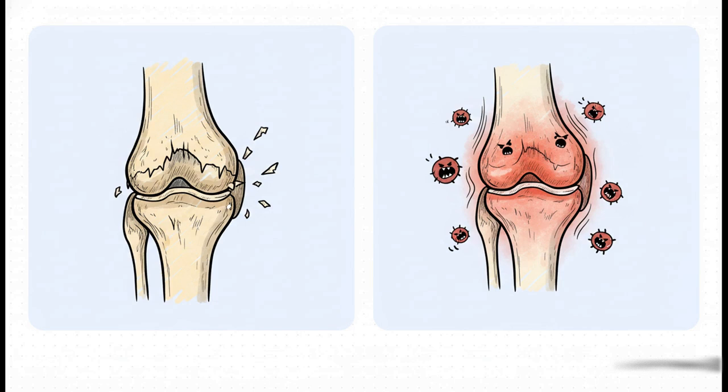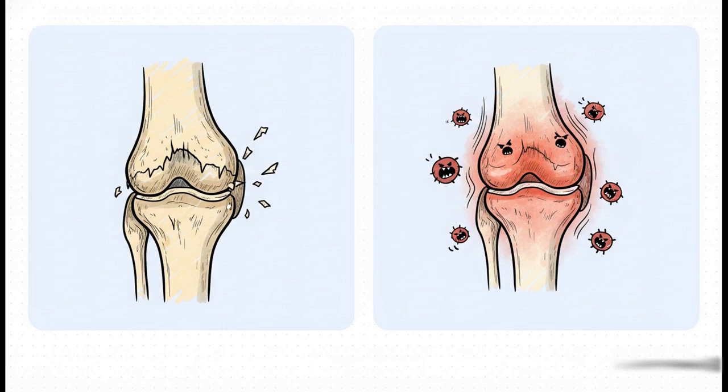Okay, this next one is a huge point you have to nail down: the difference between osteoarthritis and rheumatoid arthritis. The easiest way to think about it is this. Osteoarthritis is just wear and tear, kind of like the tread on your car's tires wearing out over many years. But rheumatoid arthritis, or RA, is a whole different ballgame. That's an autoimmune disease where the body's own immune system gets confused and literally starts attacking the joints.